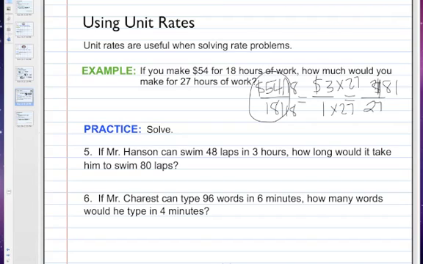All right, now it's your chance to practice. Please solve numbers 5 and 6 in your math notebook. Be aware that you might need to find the unit rate first and then solve for the portion of the rate the question's asking. Press play when you're ready to check your work.